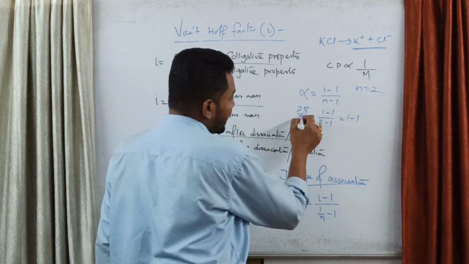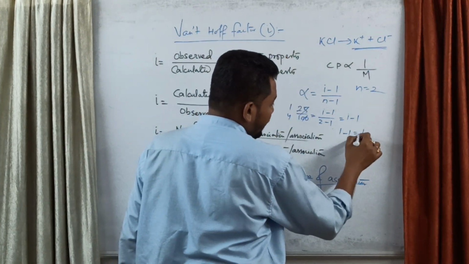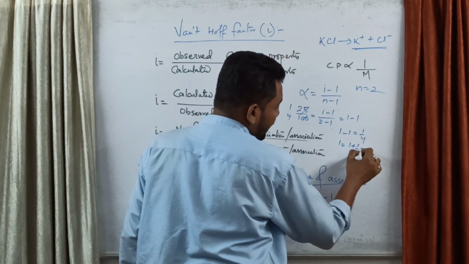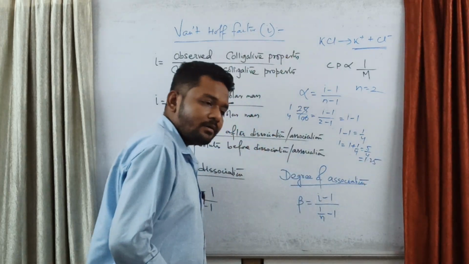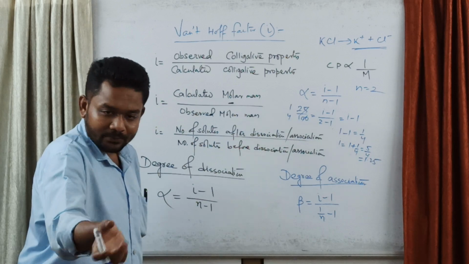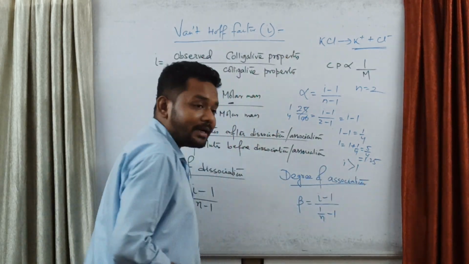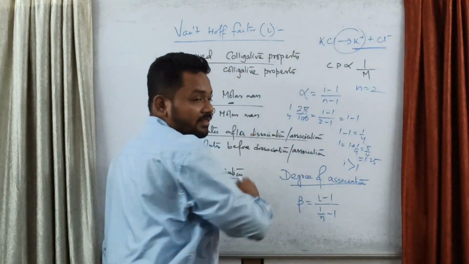আরে 25 by 100 মানে কত? 1 by 4. So i minus 1 is coming out to be 1 by 4. So i is coming out to be 1 plus 1 by 4, that is 5 by 4. 5 by 4 মানে কি 1.25. So you can see from that equation or from that value provided in your question, here i value is greater than 1 or less than 1? Greater than 1.